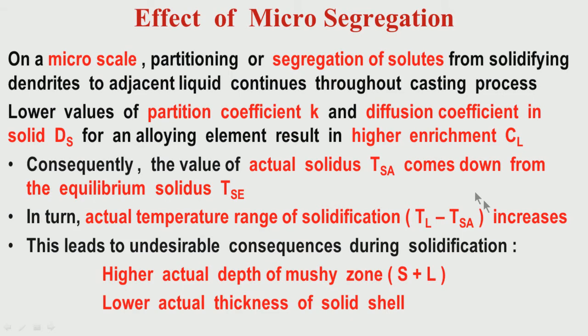The solidus is suppressed from the equilibrium solidus. So, that temperature range of solidification, TL minus actual solidus, this difference is also increasing. So, because of that, temperature interval is increasing. So, temperature interval increasing means what happens? Actual depth of mushy zone is increasing, and the actual thickness of the solid shell during solidification is relatively low and the mushy zone is more.